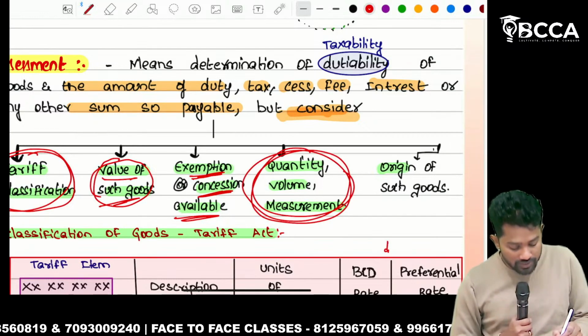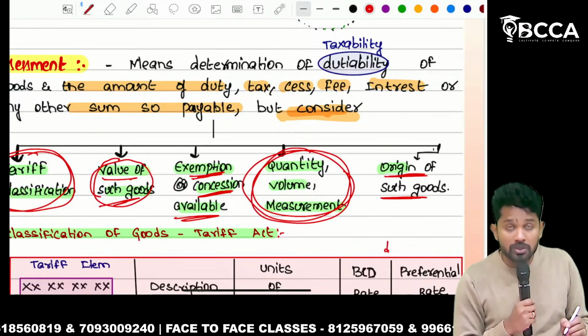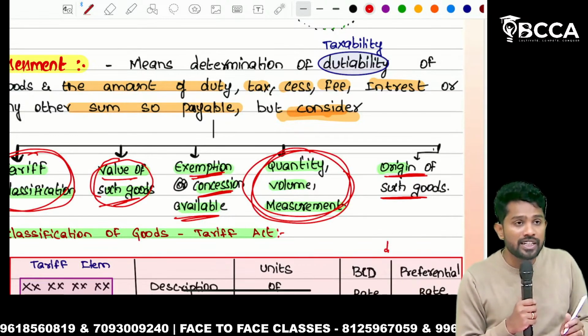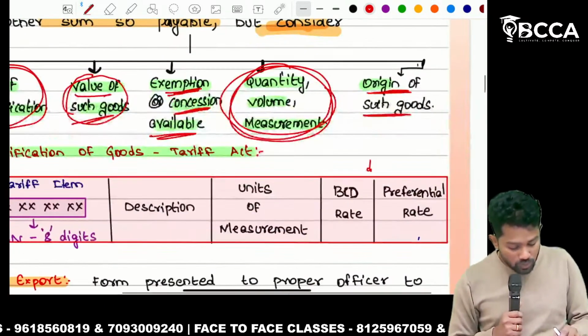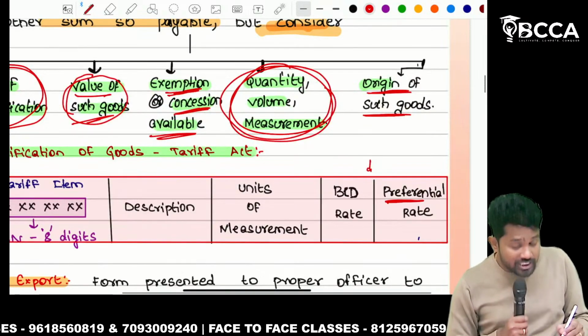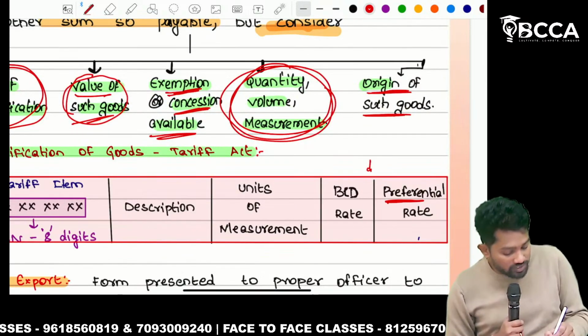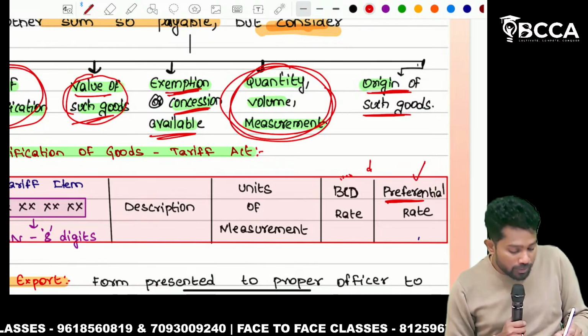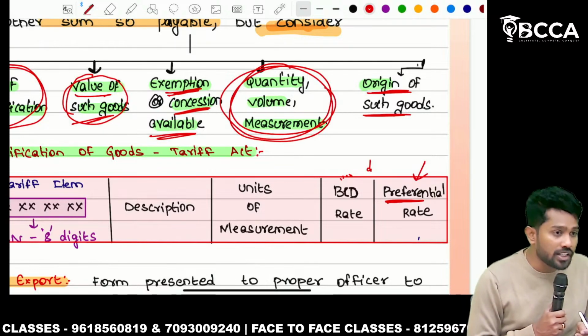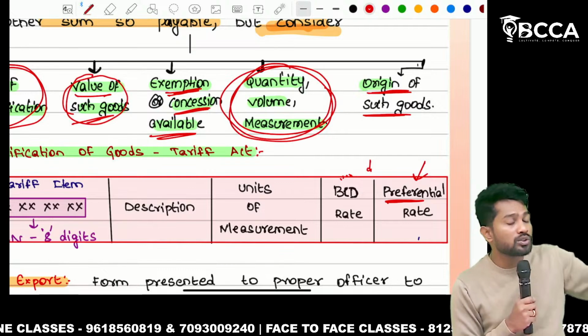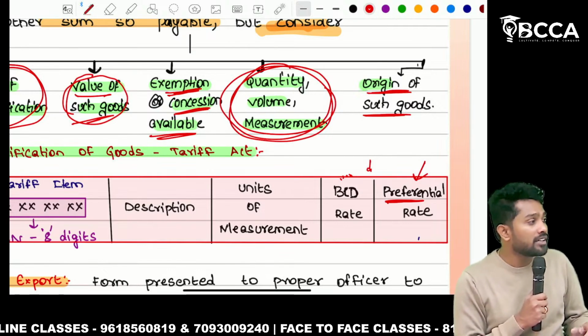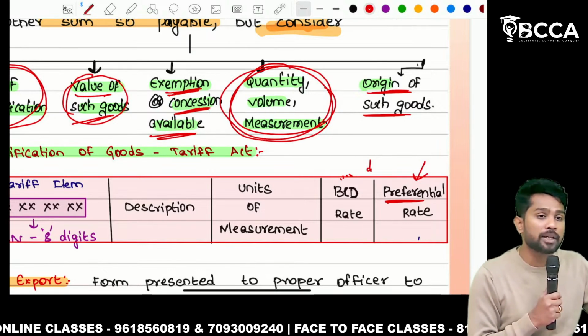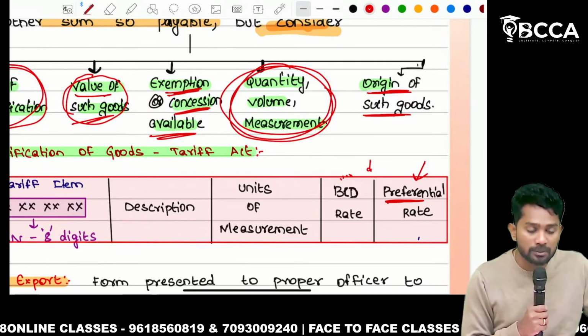And the last one is origin of such goods, also needed. Why origin is needed, sir? I already said. If the goods are originating from a preferential area, then instead of the standard BCD rate, we'll be applying the preferential rate. That's why origin of those goods is also needed, to decide whether the normal standard rate has to be applied or the preferential rate has to be applied.